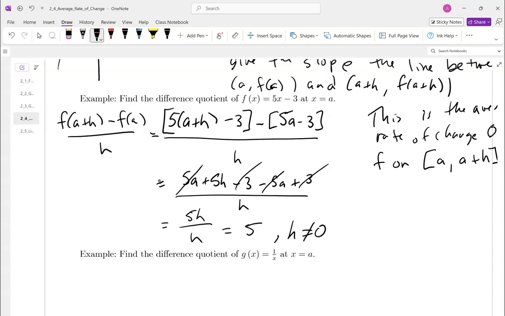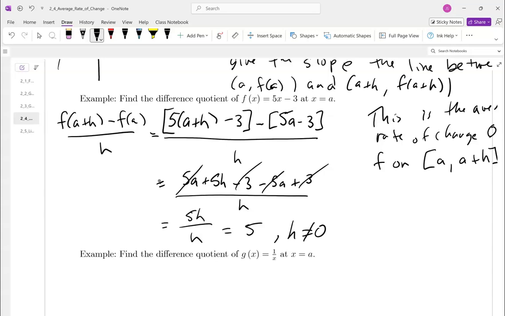Do you notice anything here between this 5 and the function we started with? If I replace the f of x with y, what kind of function do we have? Yeah, it's the slope-intercept form of a line, right? And what is that 5? It's the slope, right?